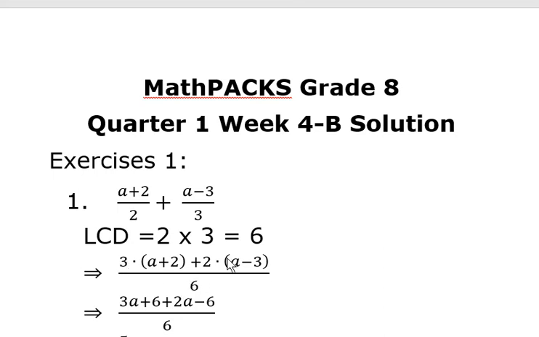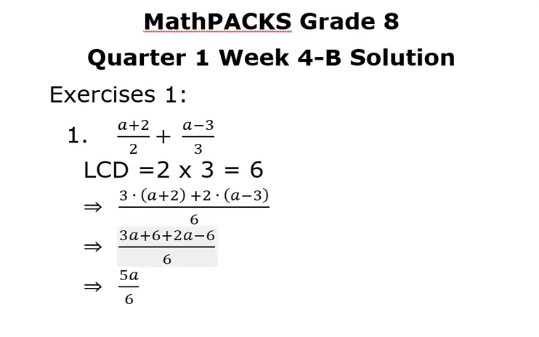And how did we get this expression? Let me explain it here. 6 divided by 2 is 3. Copy 3 here times the numerator of the first term, quantity a plus 2. Copy the addition sign. Then 6 divided by 3, it's 2. So copy here 2 times the quantity a minus 3.